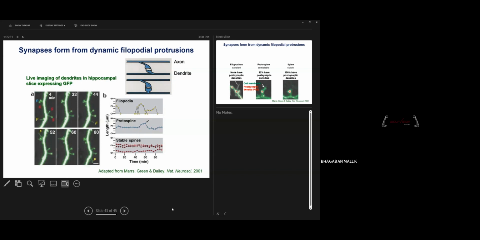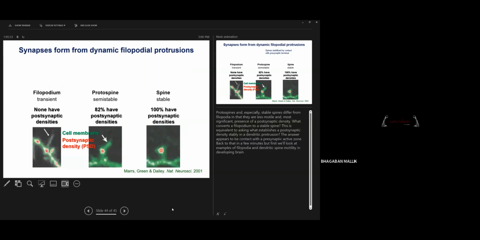They form in three different structures. So here they form as a protrusion, the filopodium. These are the filopodium-like structures. They are very transient. You can see that you have the cell membrane, which is green. This is a filopodium, a protrusion kind of structure formed from the dendrite. You have the green cell membrane and the presynapse, but you do not have the postsynaptic component, the PSD95 or the receptor. So filopodia do not have these things.